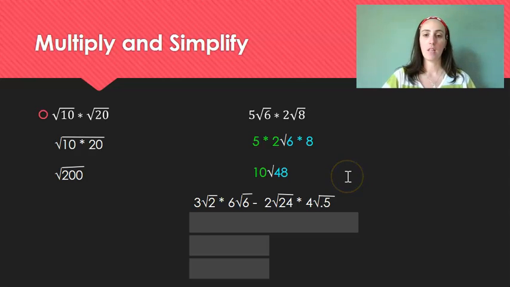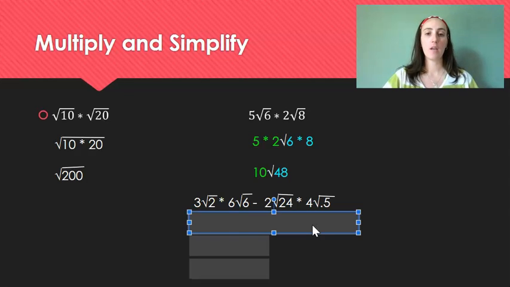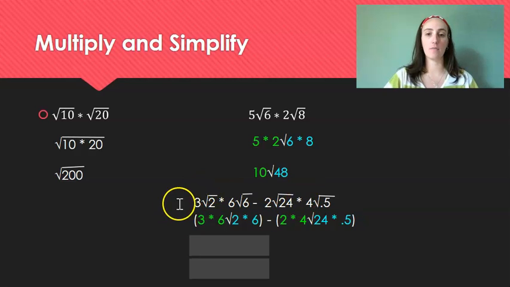This example I have down here on the bottom is a combination of everything we've talked about so far. I have 3 square root 2 times 6 square root 6 minus 2 square root 24 times 4 square root 1/2. Taking a look at what we would do here with our multiplication, we're going to keep the outside numbers outside and put the inside numbers inside. And I'm going to do that for both sets of problems here.